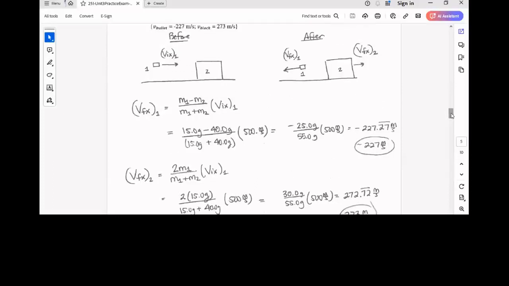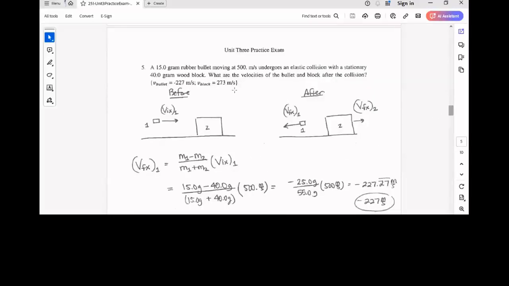So the velocity of the bullet is not conserved itself, but there is a way that you can perform a check just to make sure that you've evaluated the problem correctly. And that is to look at the magnitude of the final speeds that you have, so 227 and 273 meters per second. That should add up to the magnitude of the initial velocity of the moving object. And you'll see when I take these two and add them together, I do get back to 500 meters per second.